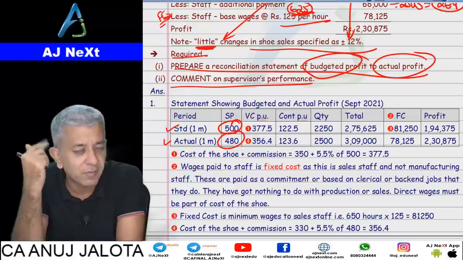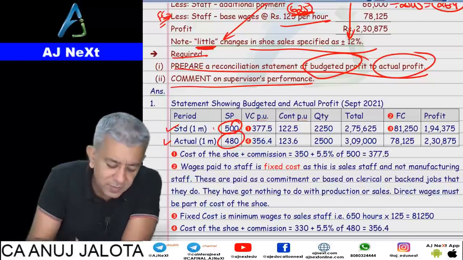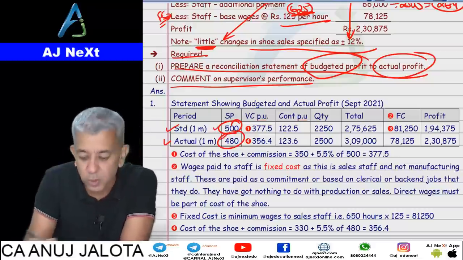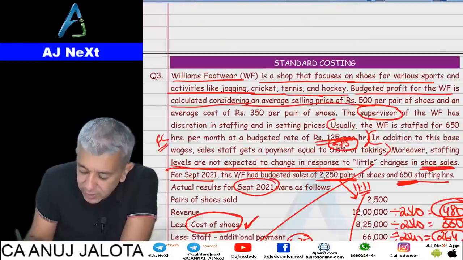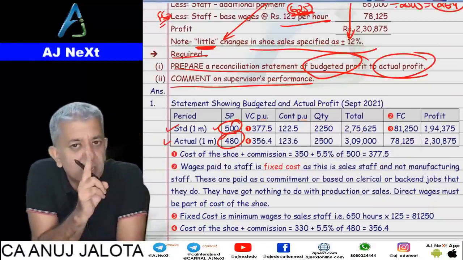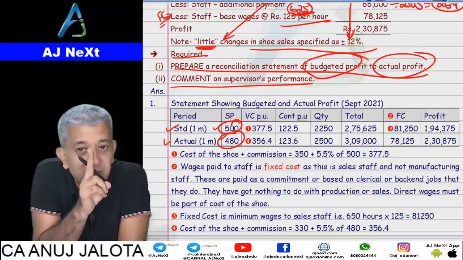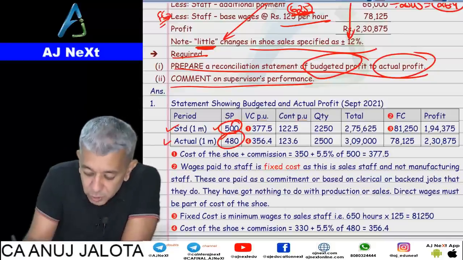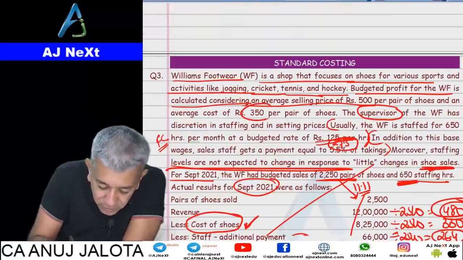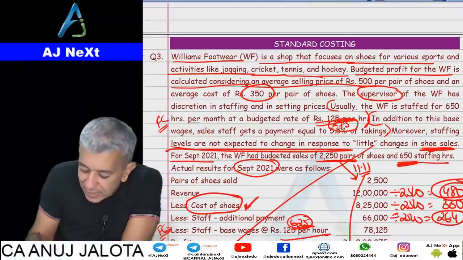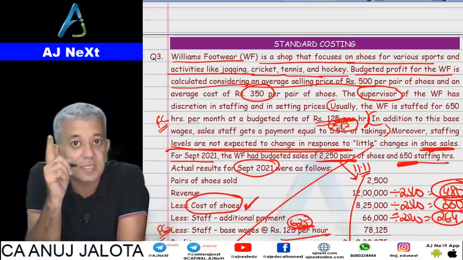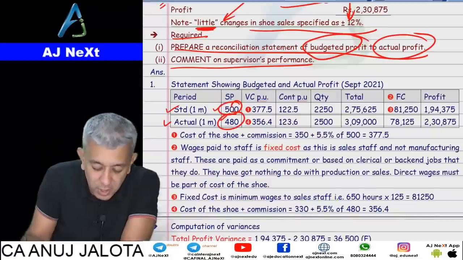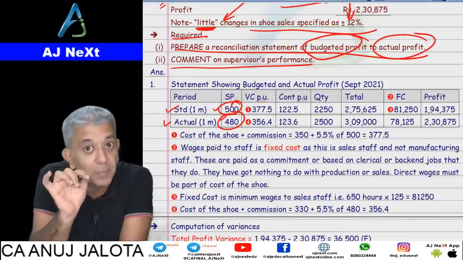I think I have written those particular things on top. This 500 was given to you in the question, and 480 we computed also. Then variable cost. I think there are two completely variable costs. One is the shoe cost. Shoe cost in this case was supposed to be 350, and in reality that was 330. Plus in this case there will be that commission cost also. So that is one thing I have written below as a separate note.